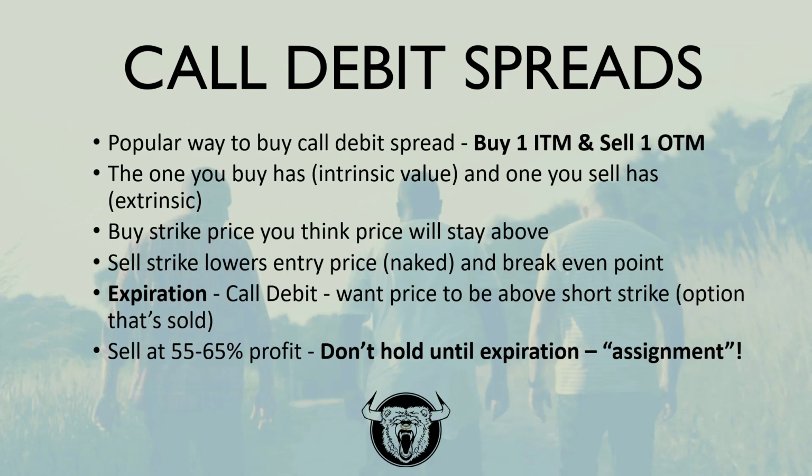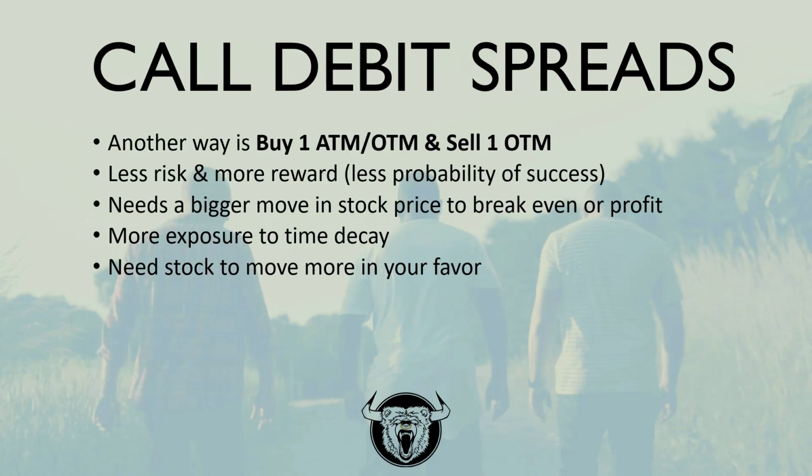So at expiration with a call debit, you want price to be above the short strike, or basically have both options expire in the money. So it's a directional play. You want it to go above even the one that you sell. But again, you're going to take profits early around 55 to 65%.